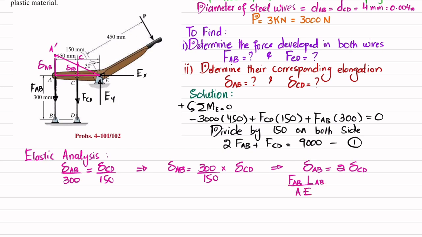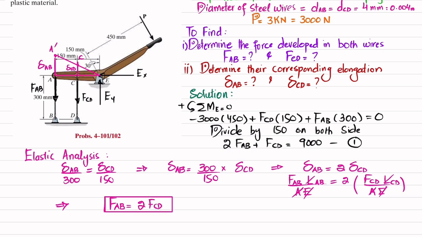Since the area is the same, because both have the same diameter, 2 multiplied by the change in length of CD will be equal to FCD into LCD divided by A into E. If you further simplify it, this A will cancel with this A, and the material is the same, A36 steel, and the lengths are also the same, so these will cancel. So we will get FAB is equal to 2 times FCD. This will be our equation number 2.